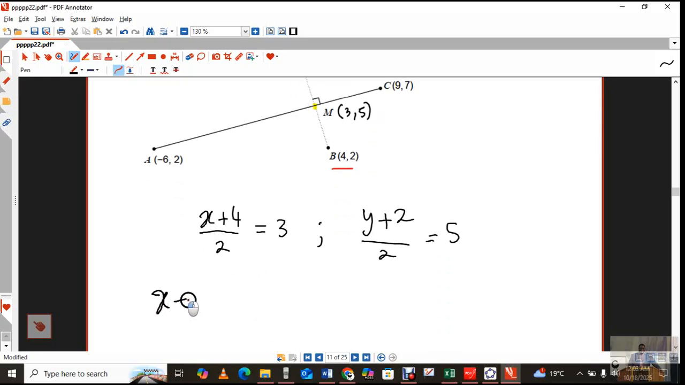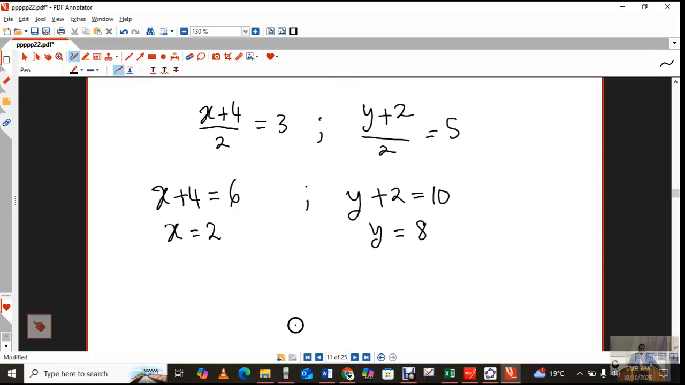So this is x plus 4 is equal to 6. This will be that x is equal to 2, because that's going to be 6 minus 4. This is y plus 2 is equal to 10, that is 2 times 5. Then this is y equals to 8. So what does that now mean? It means that the coordinates of D is 2, 8.